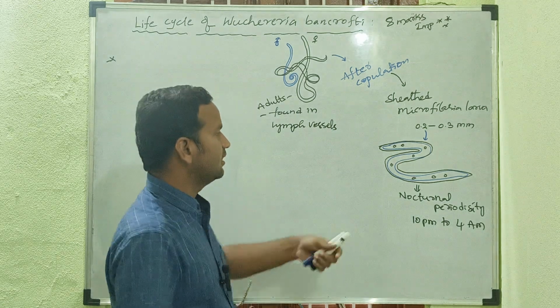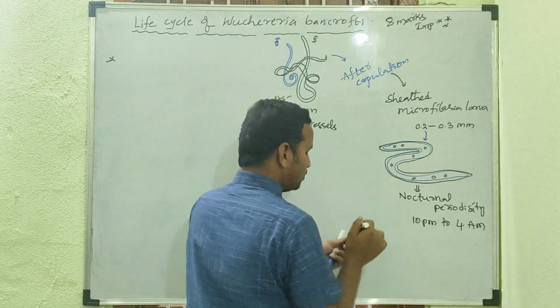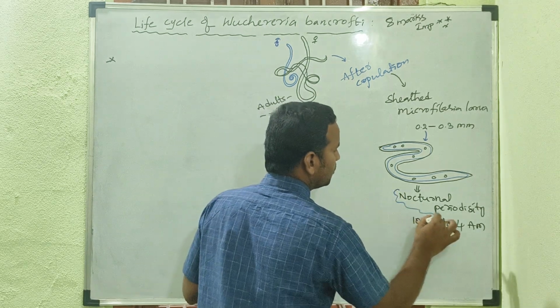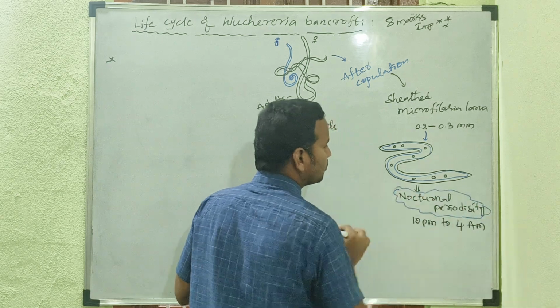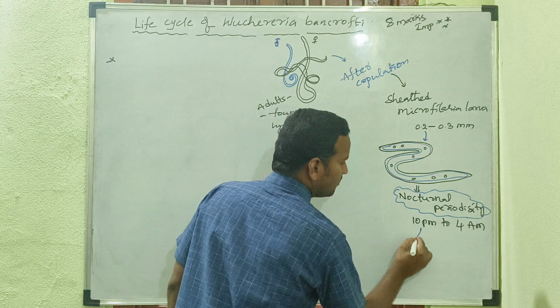Got it? This is about what? The nocturnal periodicity. It is also one of the most important questions in exams, under 2 marks also. That's why I kept it in your mind. The next one is now there.